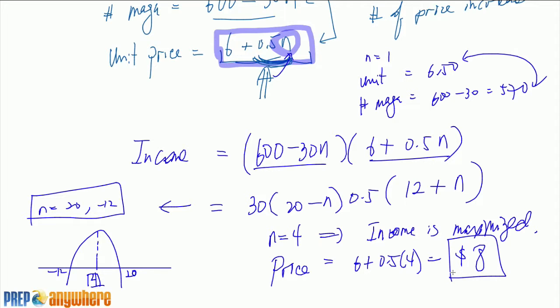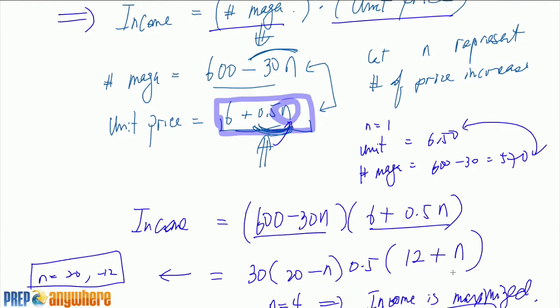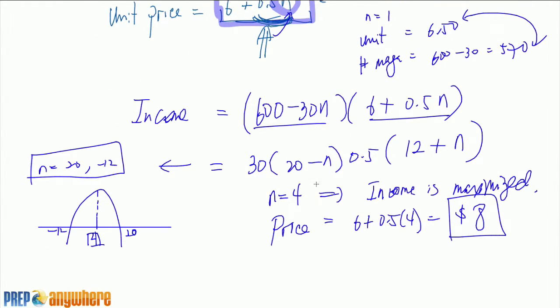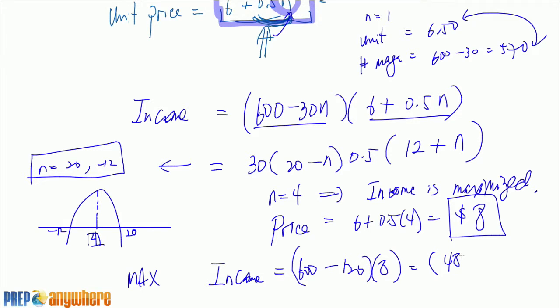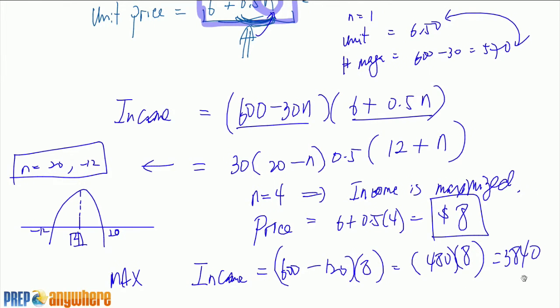Okay. And the income will be, I guess I can plug in. So the max income is 600 minus 30 times 4, which is 120, so 480 magazines, times $8. That is the maximum income she can get according to the survey. Okay, so that's the maximum income.